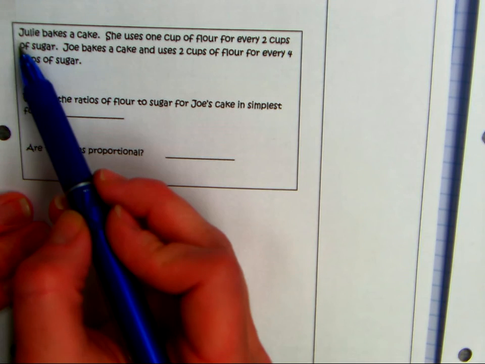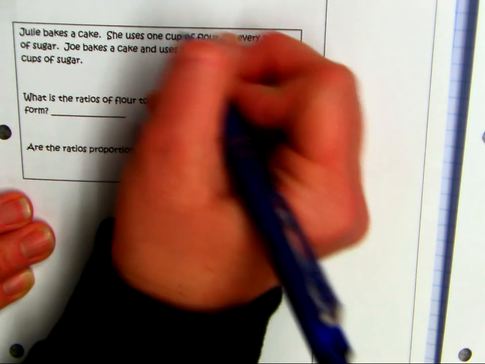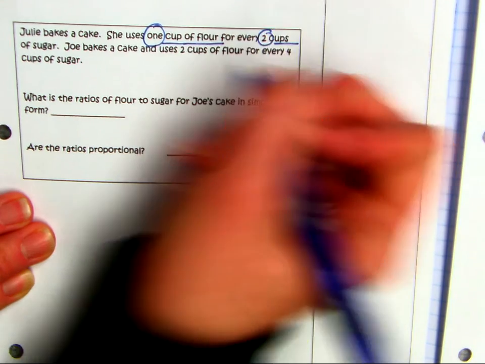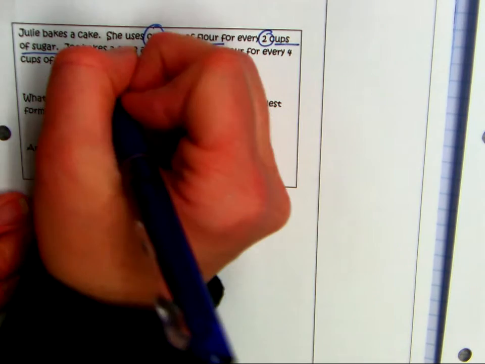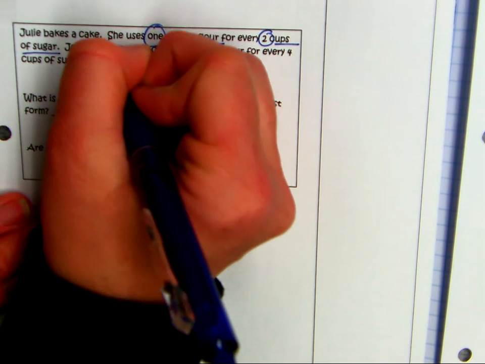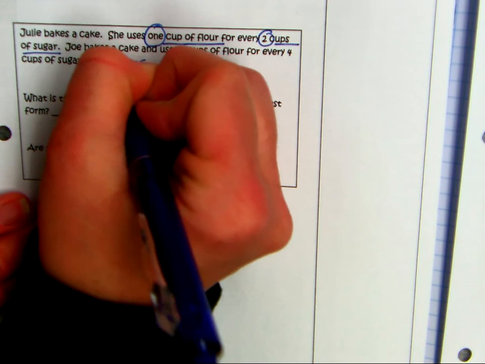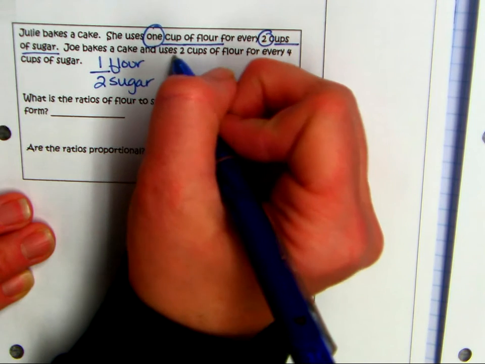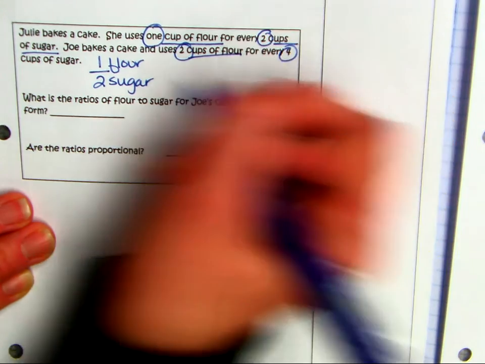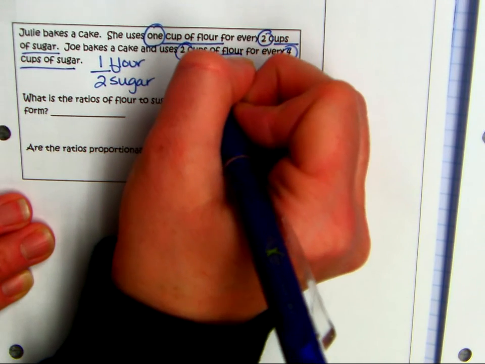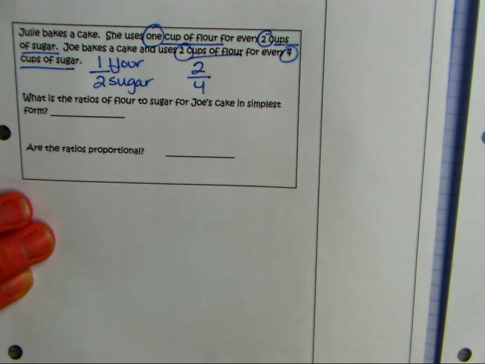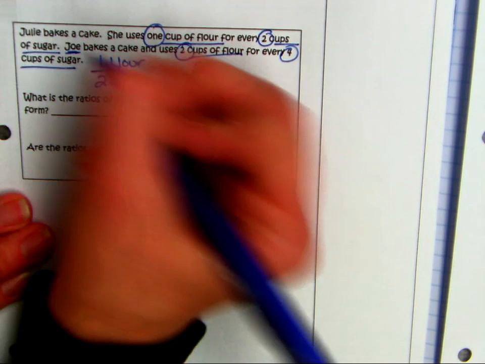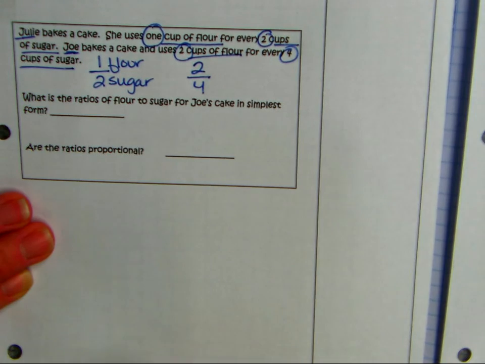Let's look at this problem. Julie bakes a cake. She uses 1 cup of flour for every 2 cups of sugar. So 1 flour to 2 sugar. Joe bakes a cake and uses 2 cups flour for every 4 cups of sugar. What is the ratio of flour to sugar for Joe's cake? So we've got Joe here and we've got Julie's in simplest form, and are the ratios proportional?